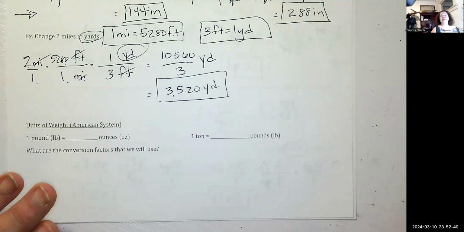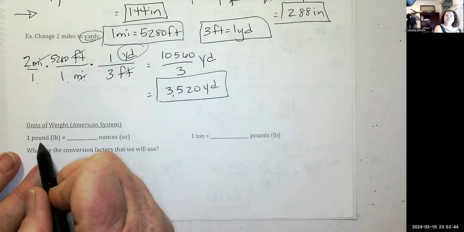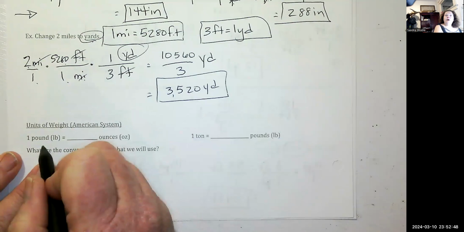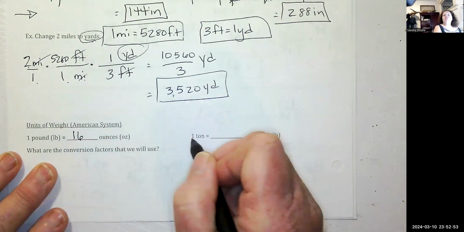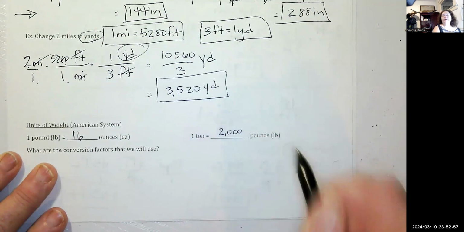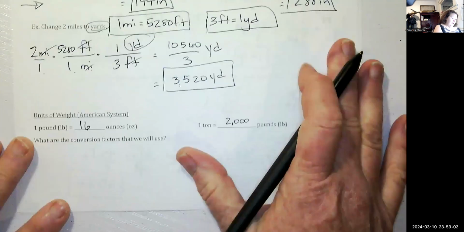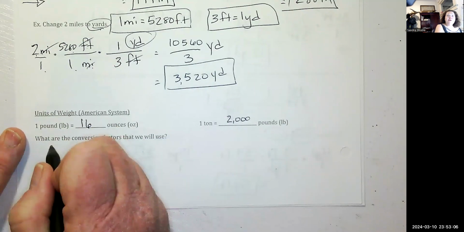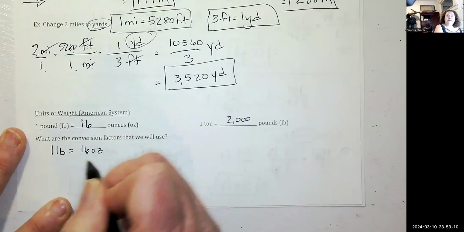Now we're going to start talking about weight. And some of the weight units that you're going to hear about are pounds, ounces, and tons. Okay, so 1 pound is equal to 16 ounces, and 1 ton is equal to 2,000 pounds. What are the conversion factors that we will use? Well, if 1 pound is equal to 16 ounces, again, I always look at it as just this.